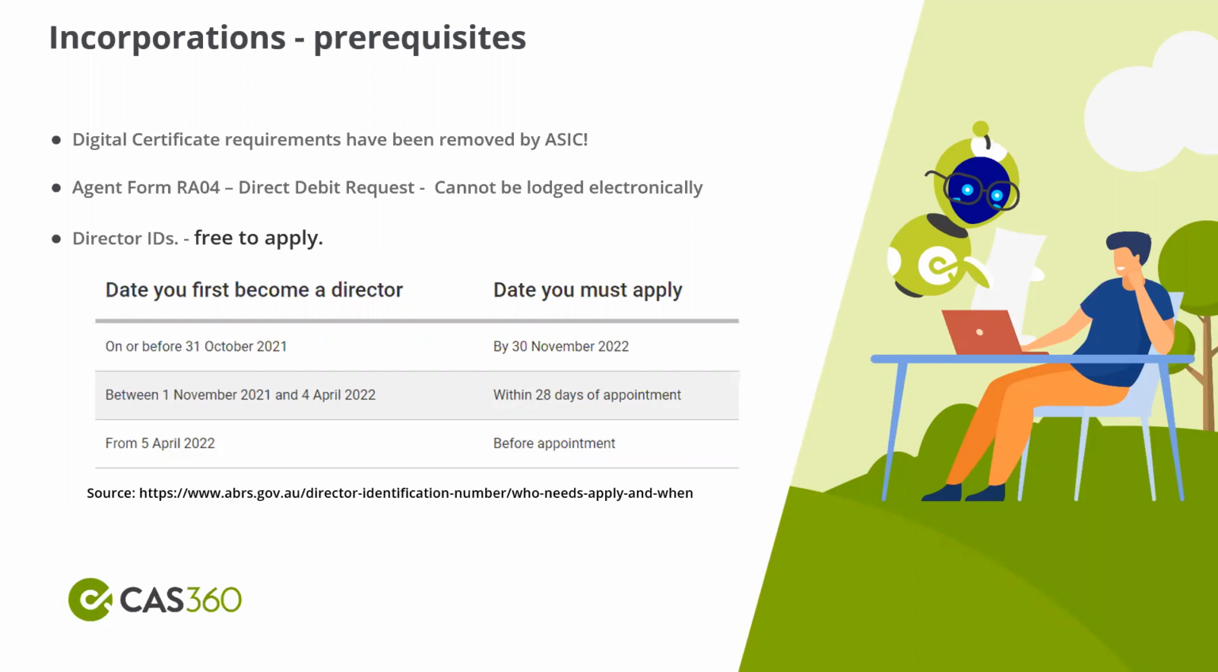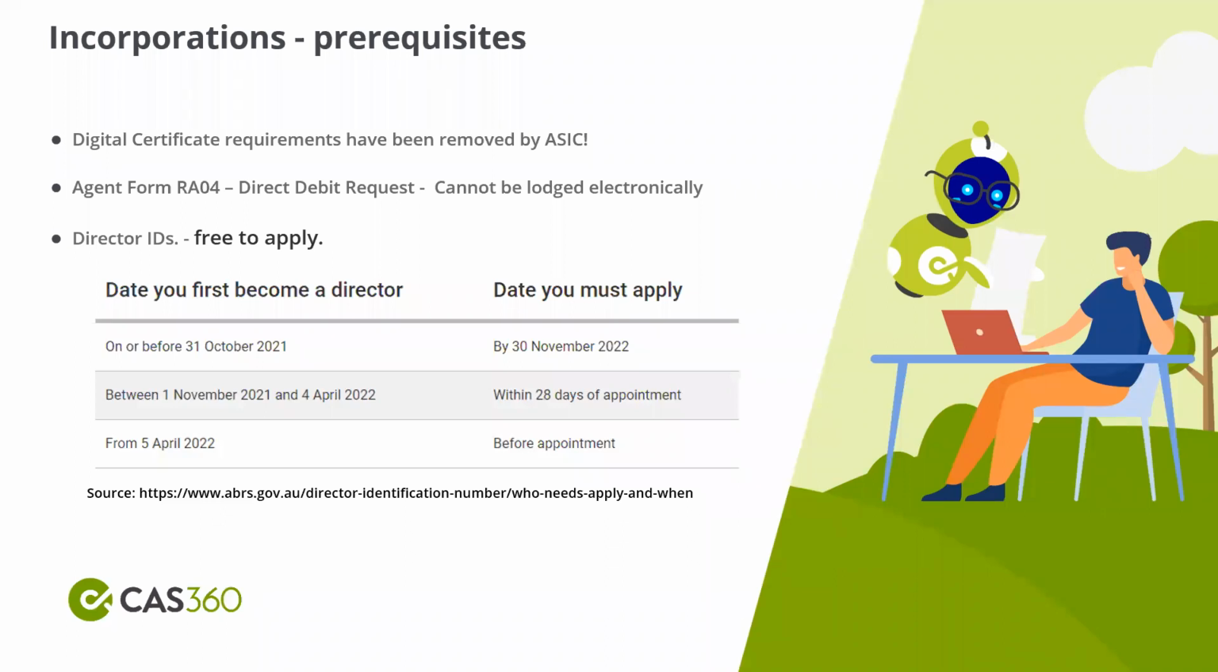So if you do have any companies that you are incorporating, you will need their director IDs before you can proceed with the Form 201. I also want to mention that it is an ID that's unique to the director, and if they've previously been set up in other companies, you may have that ID already on file. So just keep that in mind as well.